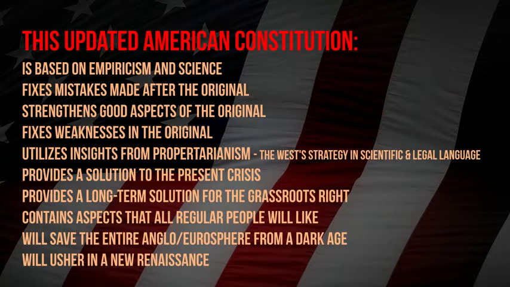So this updated Constitution deals with all that in a very effective way, as you will find out. This Constitution utilizes insights from propertarianism, as I explained. It provides a solution to the present crisis. It provides a long-term solution for the grassroots right wing in America, and hopefully this will cascade to the rest of the West as well. And there are some aspects in the Constitution that lead in that direction, as you will hear from Kurt in later videos. This Constitution contains some aspects that all regular people, non-elite people, are going to like, as you will see, especially in regards to fixing the monetary system and all of that.